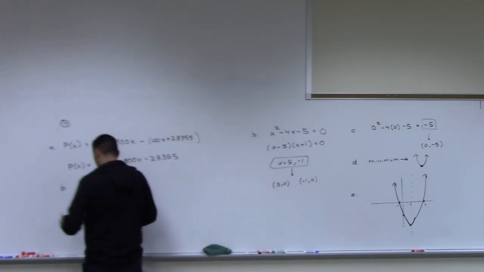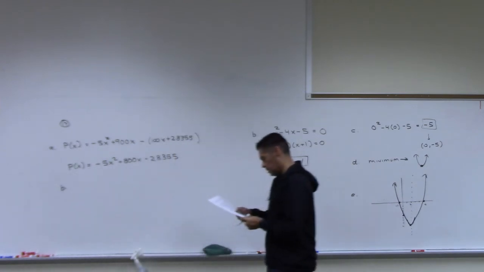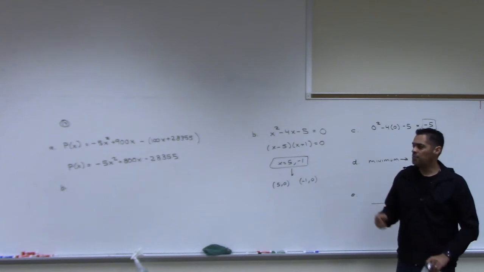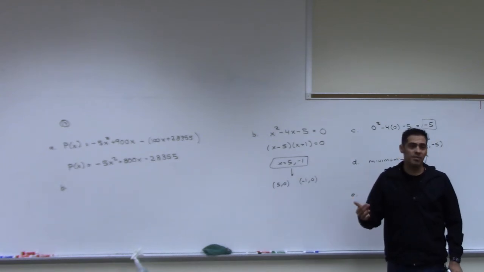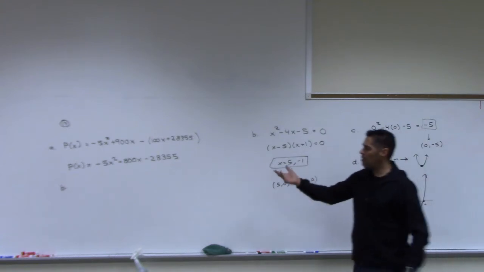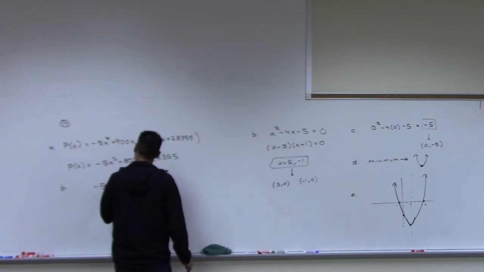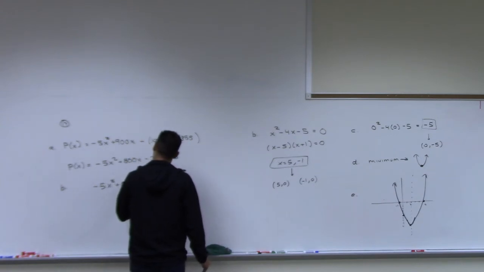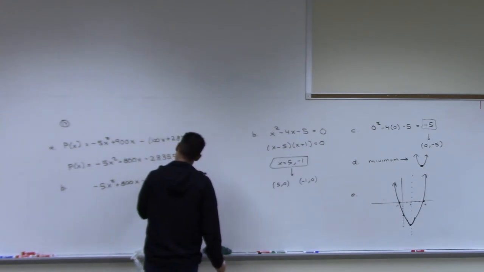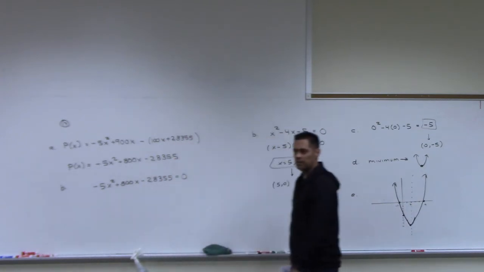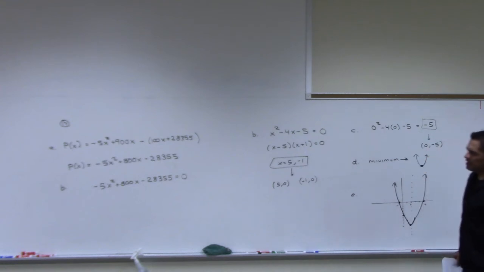Part B says what? Break-even point. Break-even point is when revenue equals cost, but you can also say it's when your profit is 0. So why don't we just take this profit function and set it equal to 0? Uh-oh. That's a pretty ugly looking quadratic equation that you have to solve.